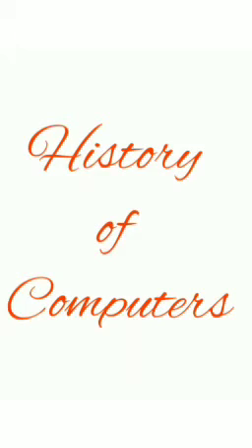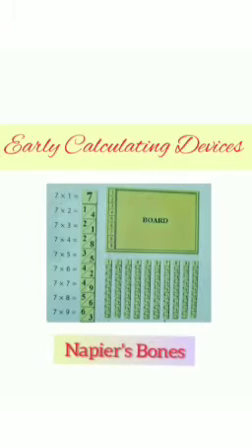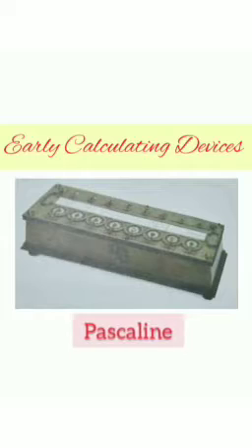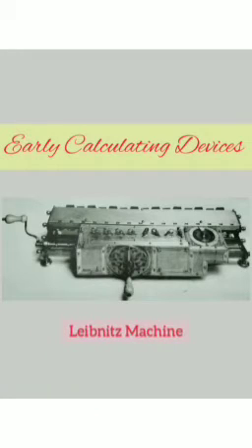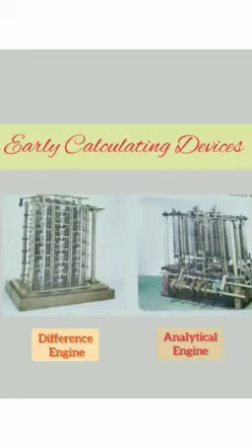Okay children, in our previous video we have discussed the history of computers, that many calculating devices were developed like abacus, Napier's bones, Pascal's adding machine, Leibniz machine, analytical engine, and difference engine. The gradual development in the calculating devices led to the invention of computers.